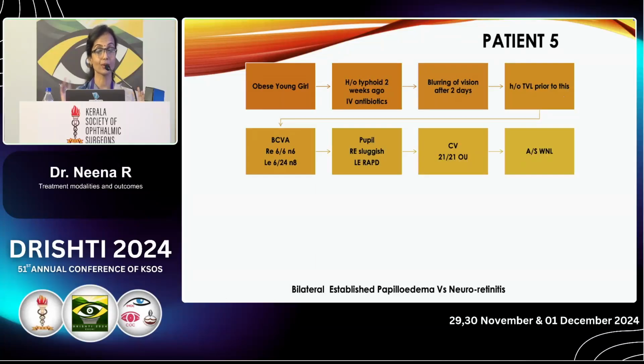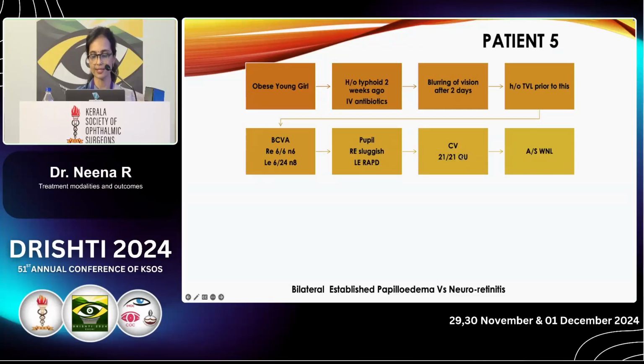So she was obese, so I had this thing in my mind. Visual acuity, right eye was 6/6, N6, left eye was 6/24, N8. So she had a left RAPD. Color vision, however, was kind of okay in both eyes. Anterior segment was within normal limits, though it was a little slow in the left eye.